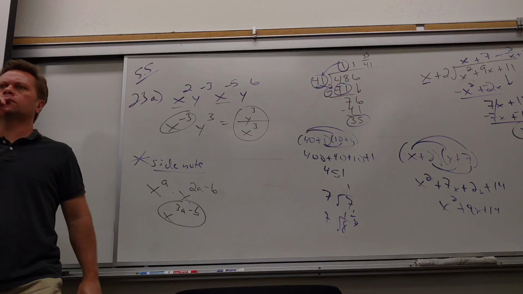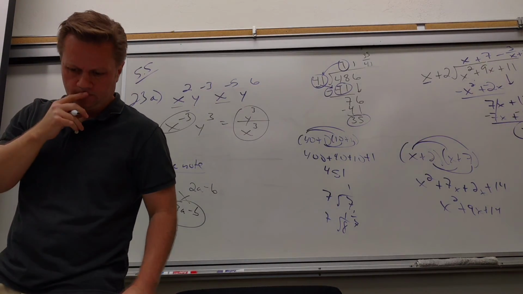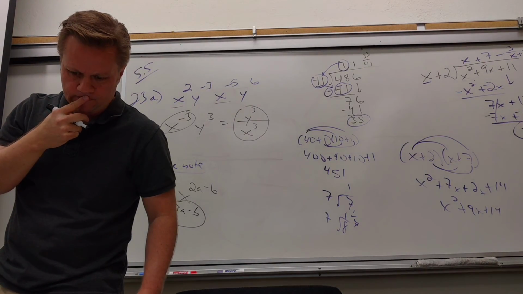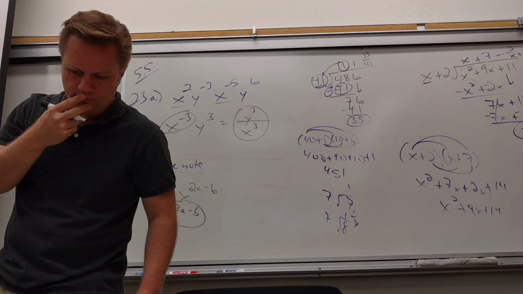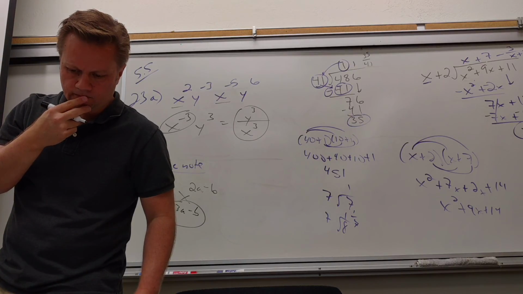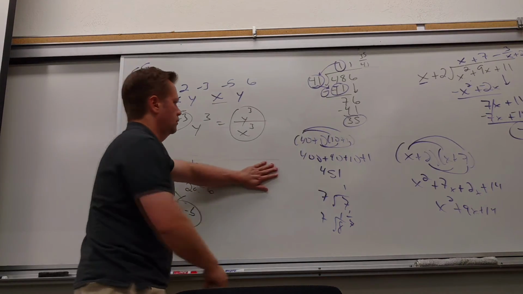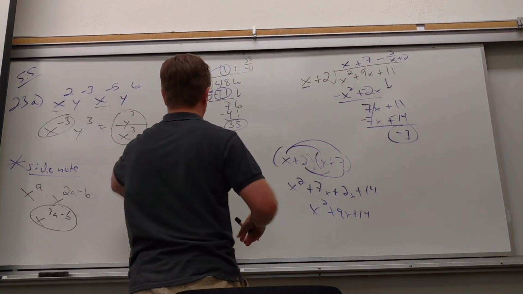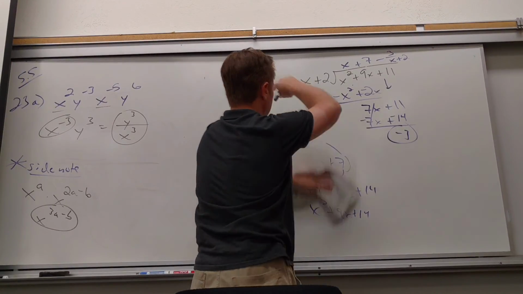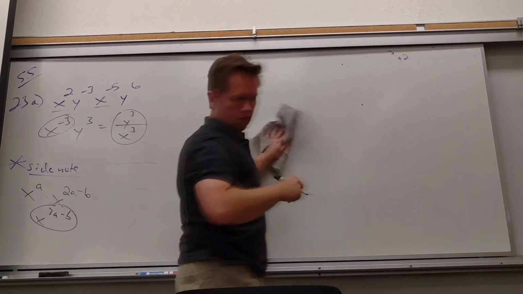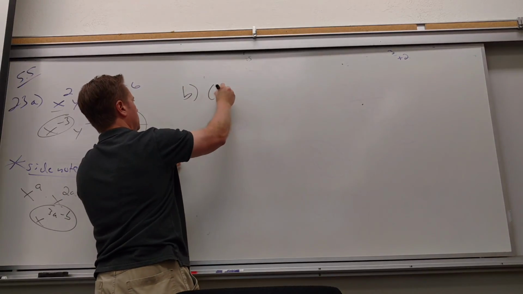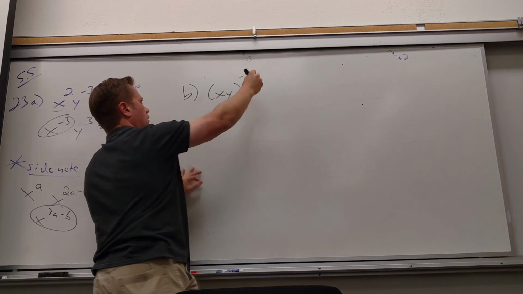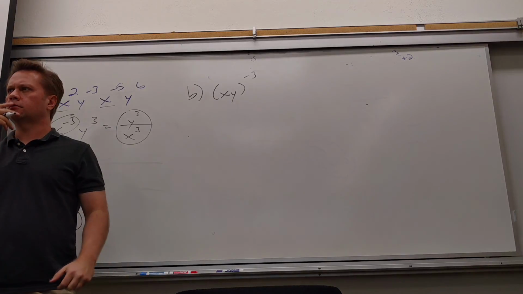Well, actually, that was the easier part for me. I'm having a problem with figuring out what to do with the negative exponent on the outside of the parentheses. Oh, okay. So part B on this problem, for example, has xy to the negative 3. What does the negative power mean? Flip.